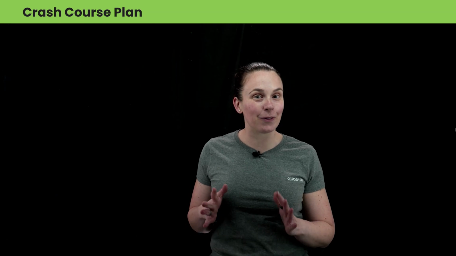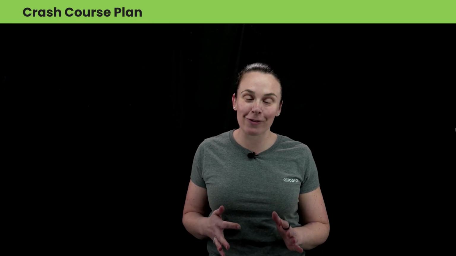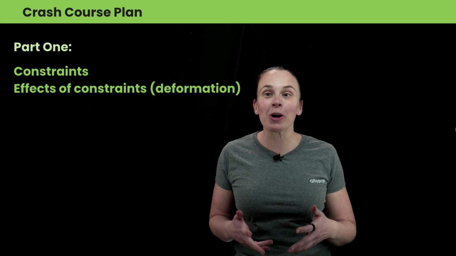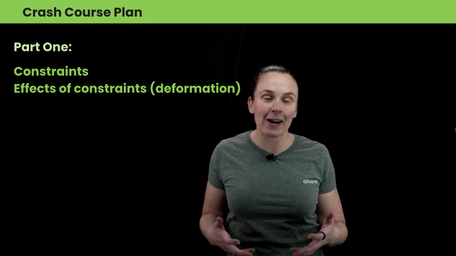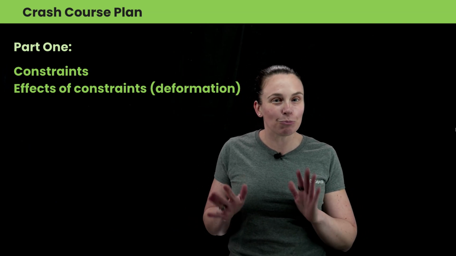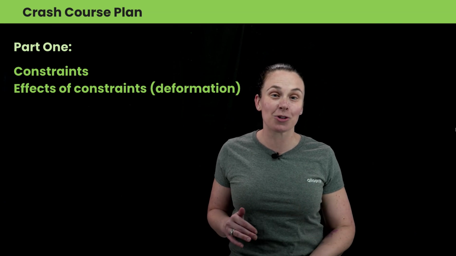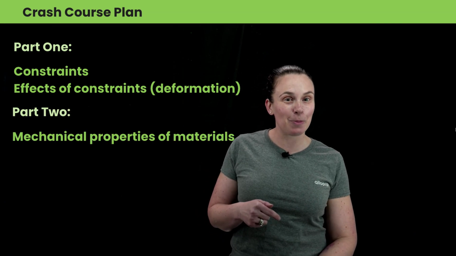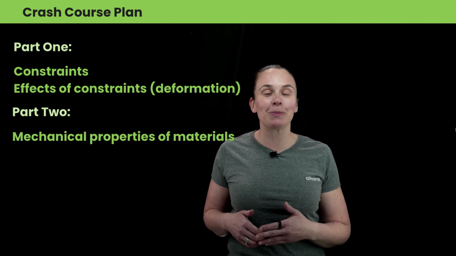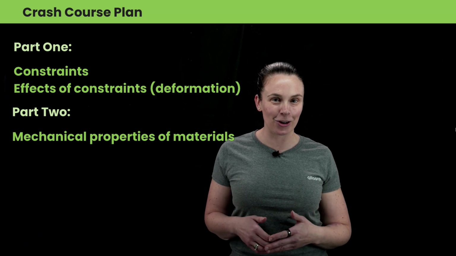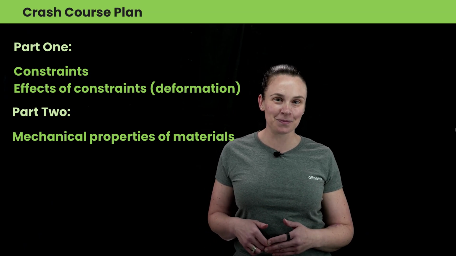Today's crash course is divided into two parts, and so if you're a secondary 3 or a secondary 4 student, this video is going to be for you. In the first part, we're going to be talking about constraints and the effects of constraints, also what we call deformations, on certain materials. And then in part 2, we're going to talk about the mechanical properties of these materials. So let's get started.